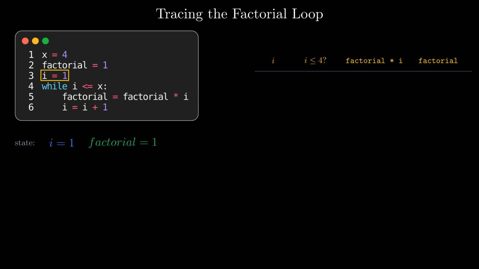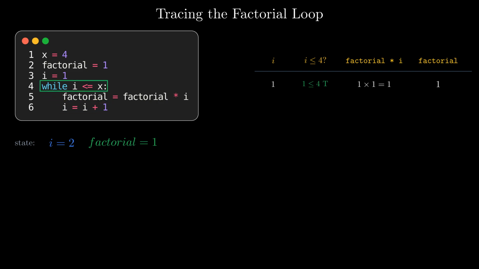Let's trace through this loop iteration by iteration. We start with i equal to 1 and the factorial equal to 1. Check the condition, 1 is less than or equal to 4, true. Multiply factorial by i, 1 times 1 equals 1. Factorial stays at 1. i increases to 2.